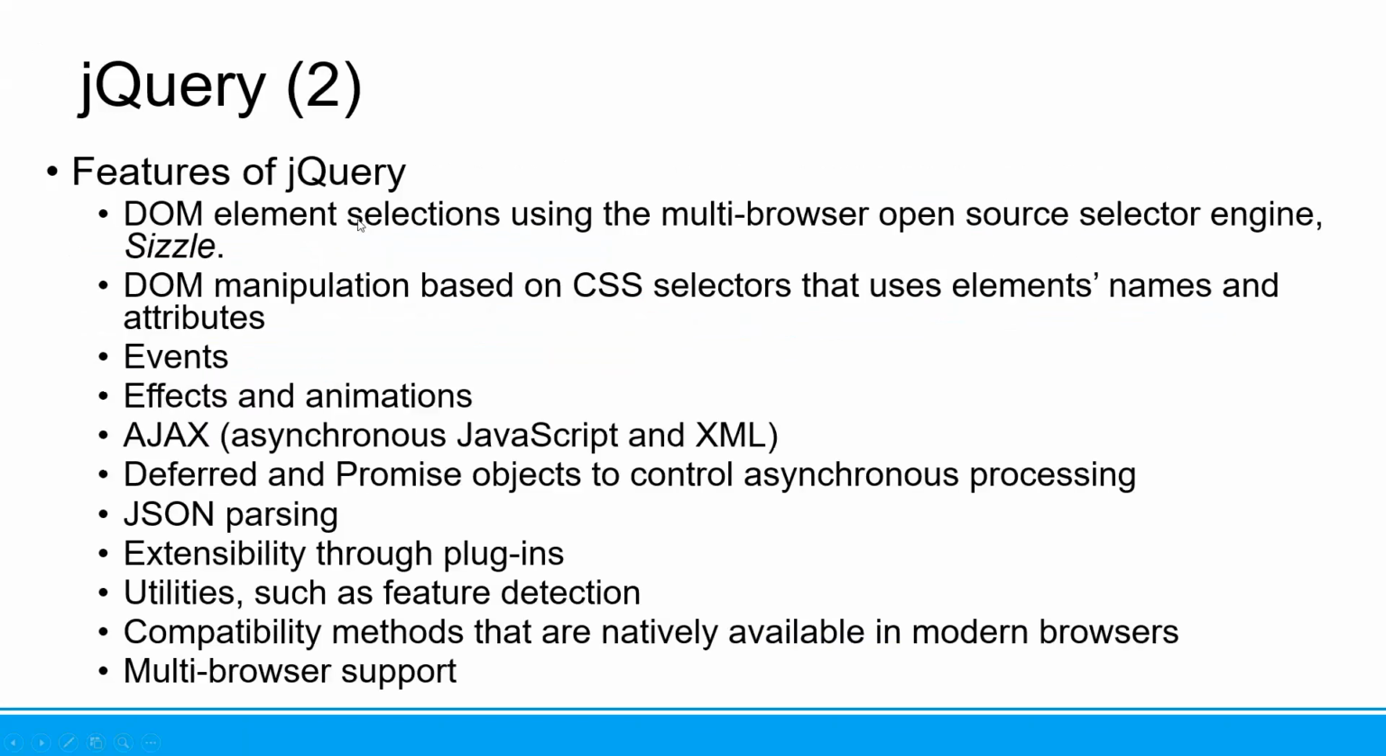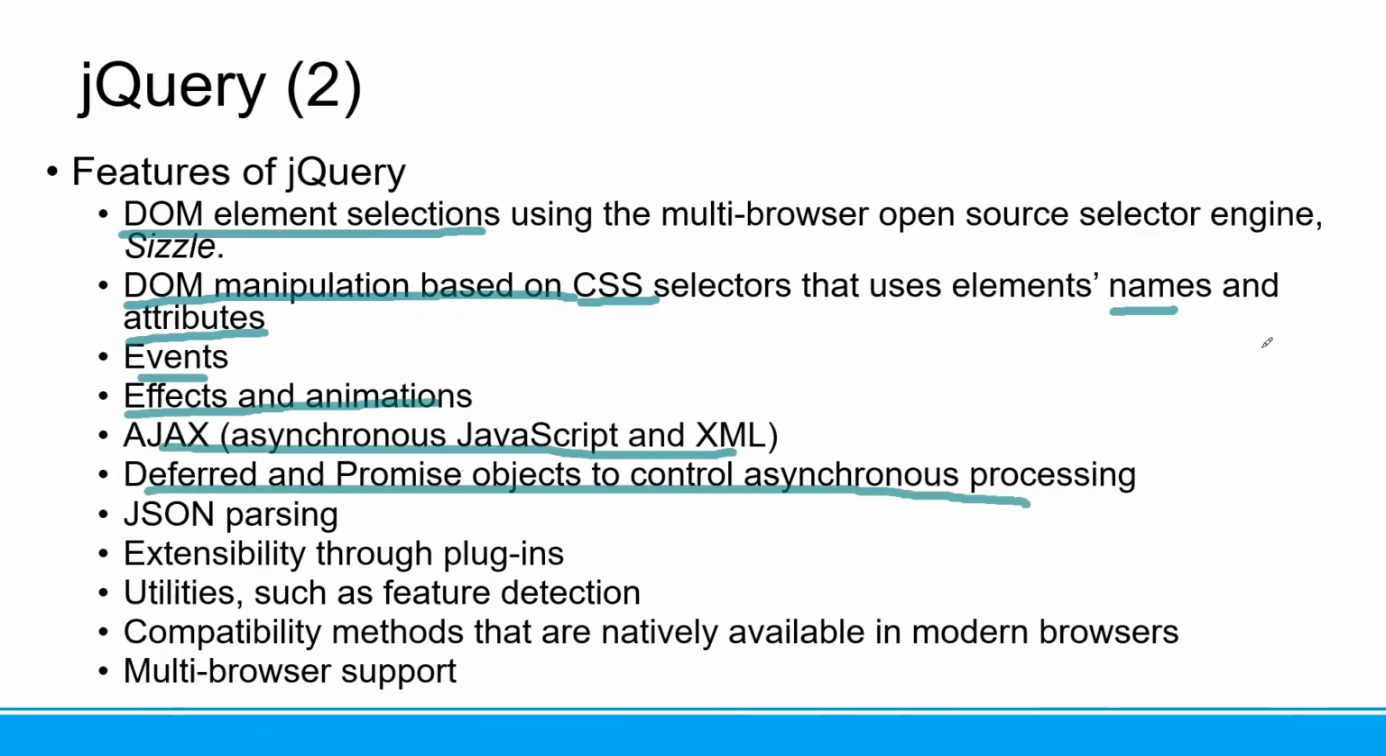So some features of jQuery: there will be DOM element selections, and there is multiple DOM manipulation based on CSS. CSS is the style sheet. So in the style sheet, there will be element names and attributes, and there will be events, and there can also be effects and animations. We can use AJAX also in jQuery, and it has deferred and promise objects to control asynchronous processing.